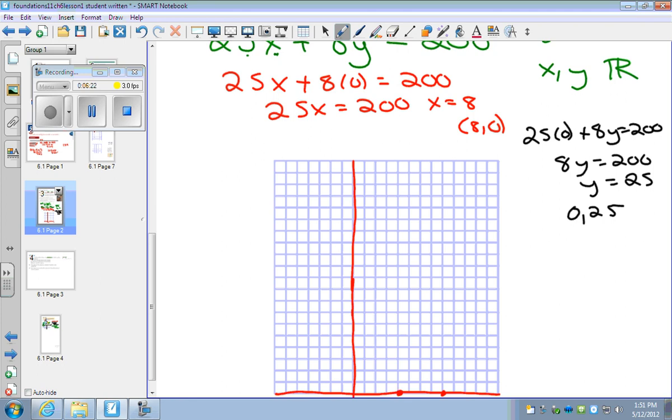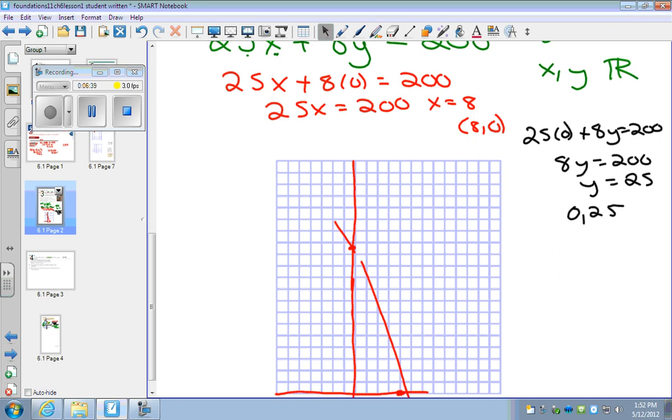So that's 8 and 0. 2, 4, 6, 8, 10, 12, 14, 16, 18, 20, 22, 24, 26. Okay, so there's my intercepts. And I would draw this line. I would get a nice straight line there. Okay, that would be the graph of this equation.